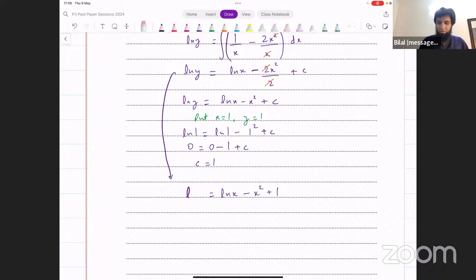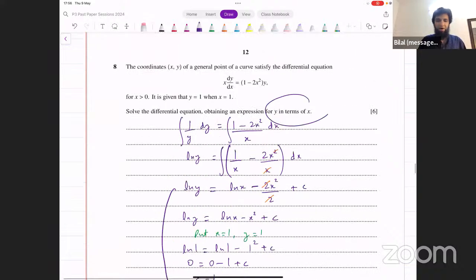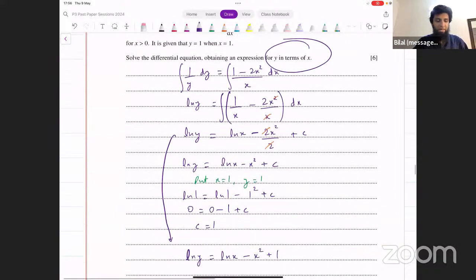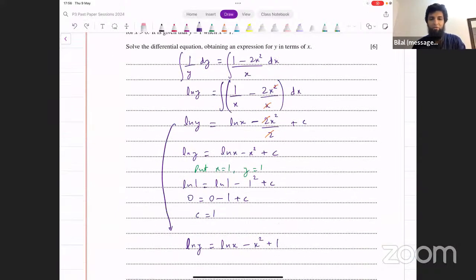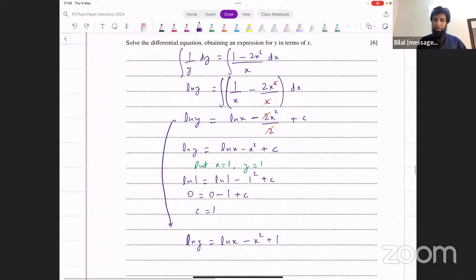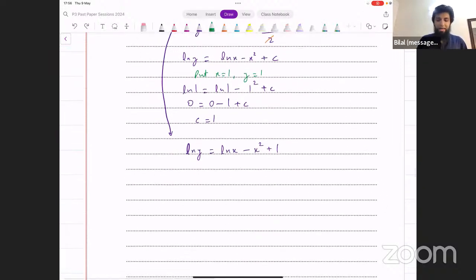And now what you want to do is make y the subject. You want to write this as y in terms of x. Okay, so y needs to be made the subject. Now, do not directly make it e raised to power ln x minus x squared plus 1. That's not the preferred way of writing this. You should avoid having ln as a power of e, because this is not simplified form.